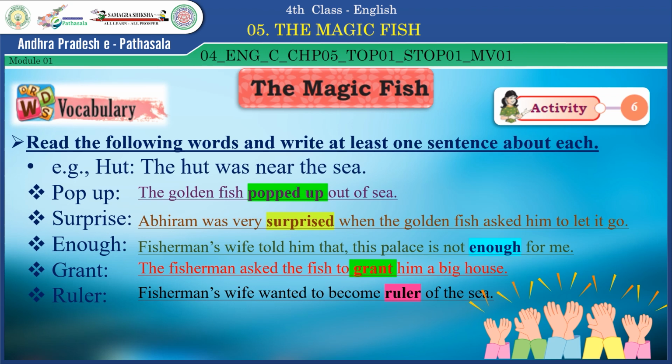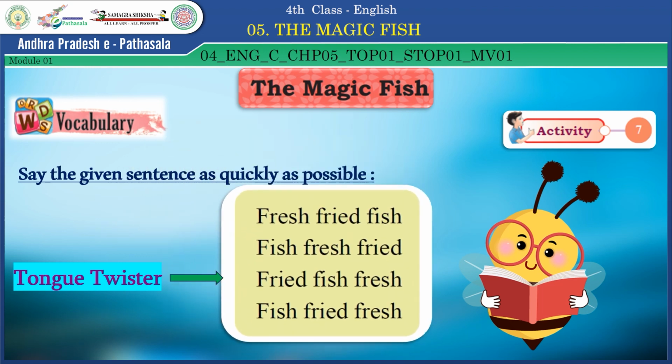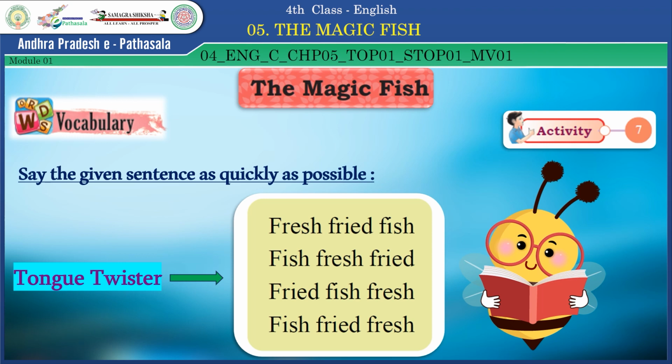Children, do you like tongue twisters? Oh, good. Let us spell a tongue twister. Tongue twister means you have to say the given sentence as quickly as possible. Let's read it together. Fresh fried fish, fish fresh fried, fish fresh, fish fried fresh. Practice the sentence. Okay? Let's observe some sentences that are taken from the lesson.